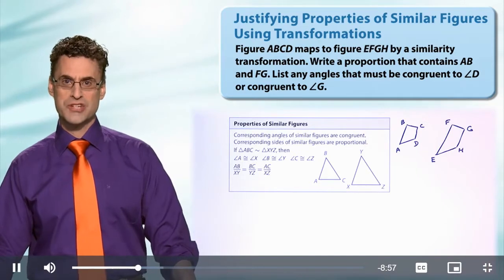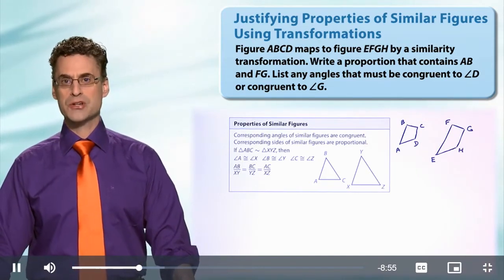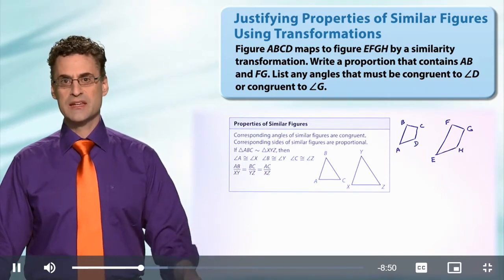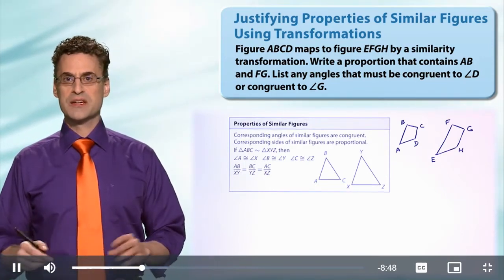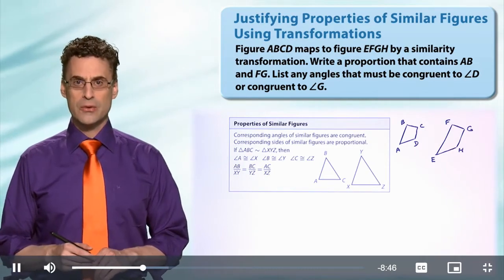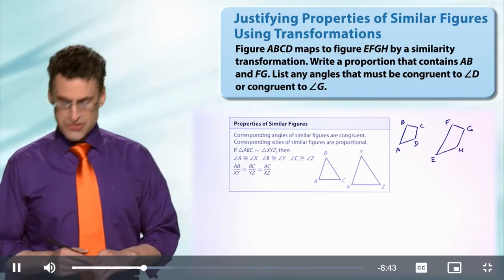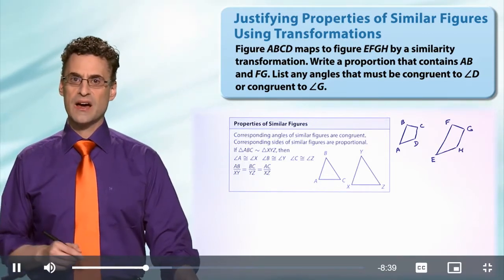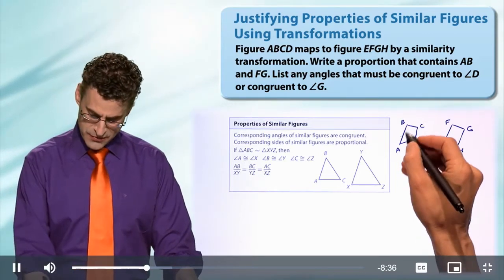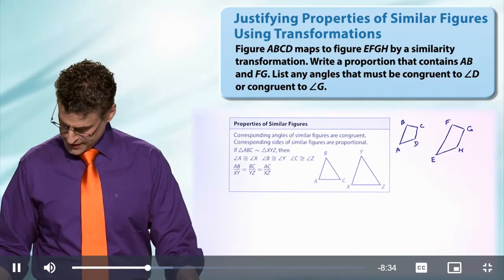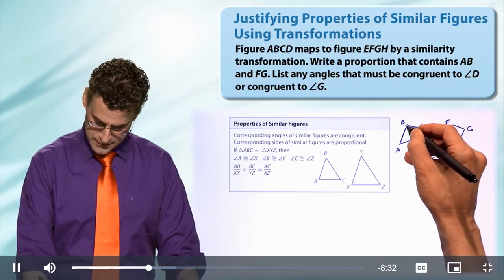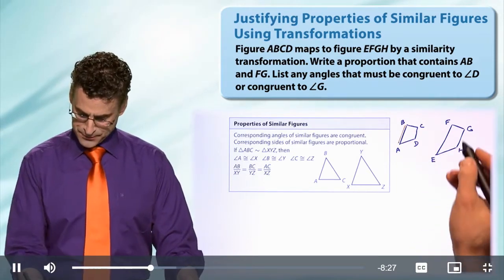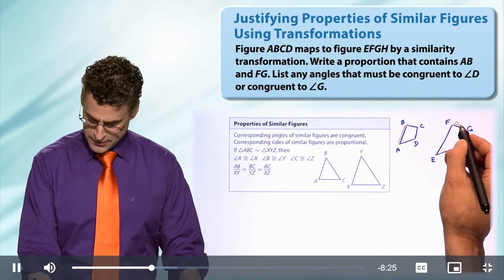Now, what was the actual question? Well, the actual challenge is to write a proportion that contains AB and FG. And then let's see if we can list any angles that must be congruent to angle D or congruent to angle G. All right, so what do I want? I want a proportion that contains the length AB. Now, where's that? That's over here. Maybe I should just mark that, highlight that. And FG. Now, FG is way over here.